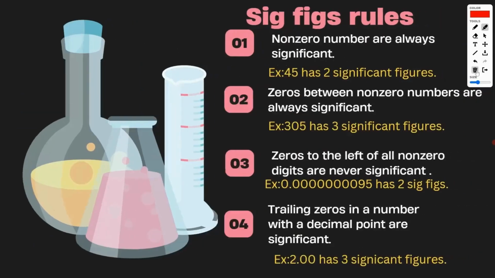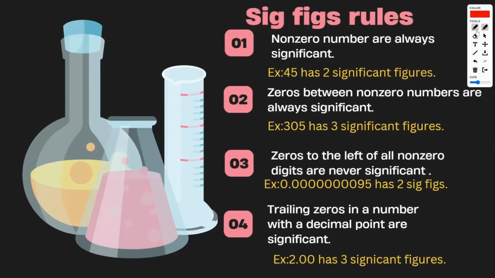So, here are some sig fig rules that I have listed. Non-zero numbers are always significant. So in my example, I have 45. Both of these numbers are non-zeros, so they are both significant.